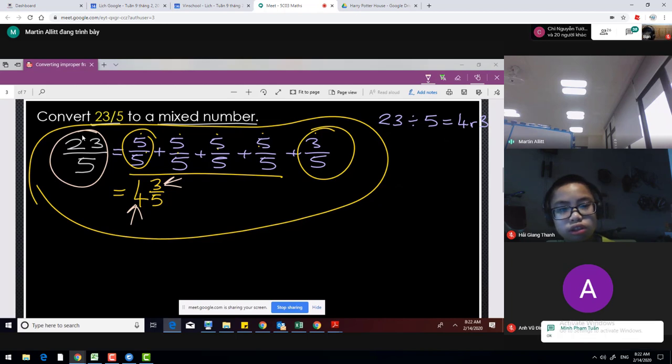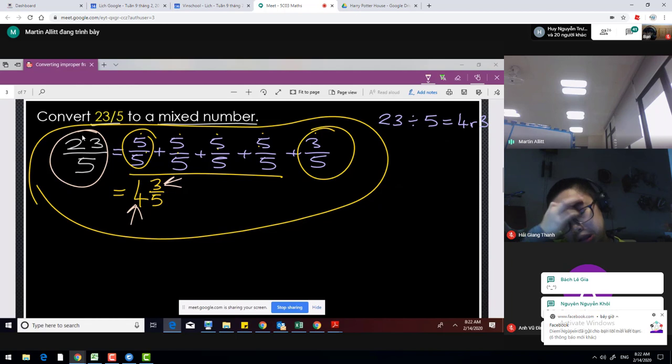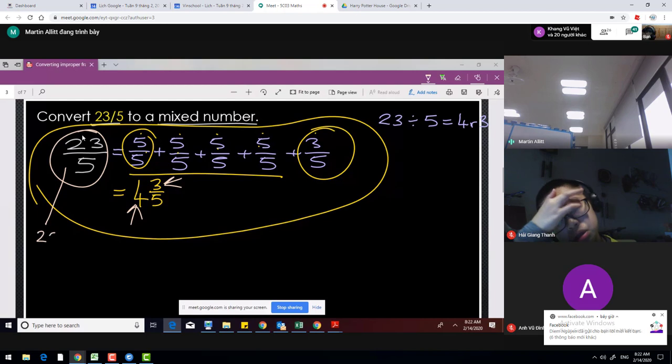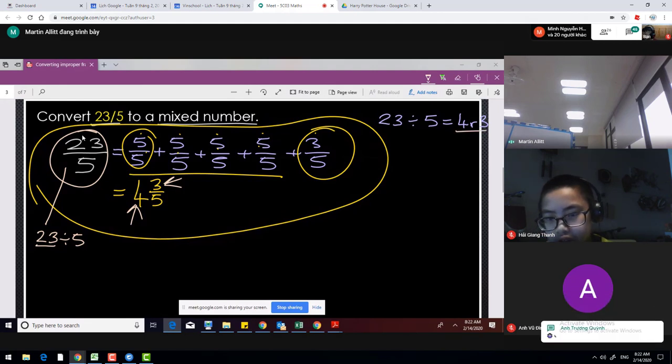We've talked about how this fraction, 23 fifths, is basically the same as 23 divided by 5. And we've also talked about how to divide big numbers to make a mixed number, and that's basically what we've done here. So we have done 23 divided by 5 to get 4 with a remainder of 3. Here we've got 4 and 3/5. So if we wanted to show this as a mixed number, again it would be 4 and 3/5. Okay.